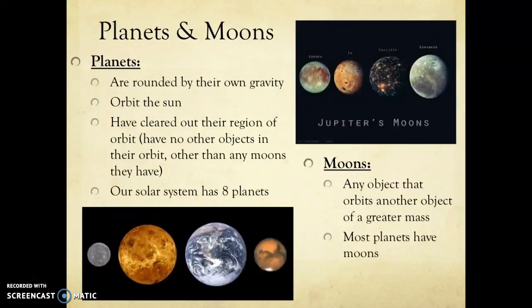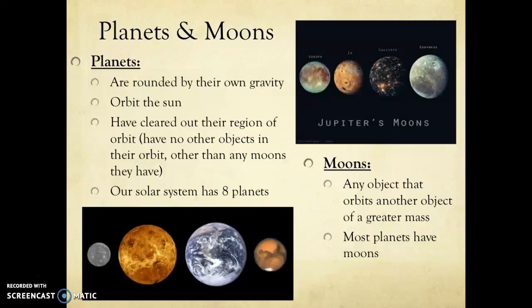So what's in the solar system? Well, we of course have the star in the center, which is the Sun. But going around that, we have planets. And going around planets, we have moons.